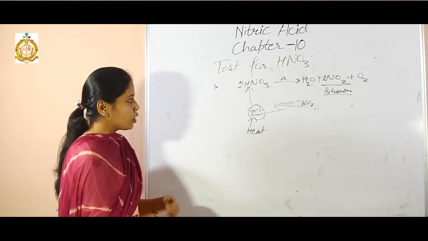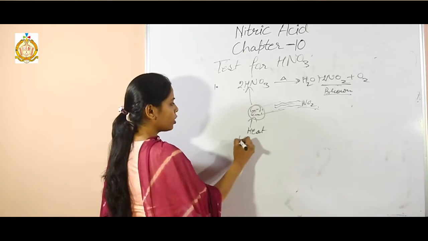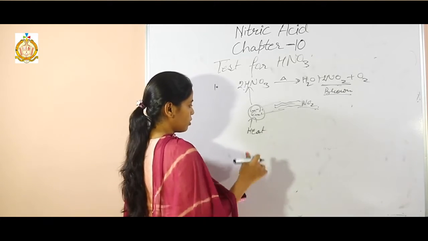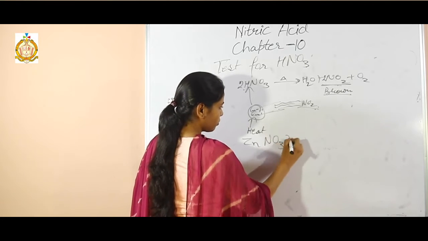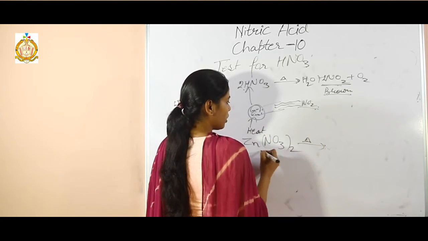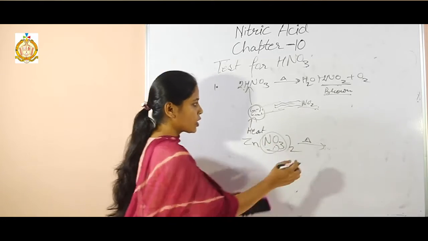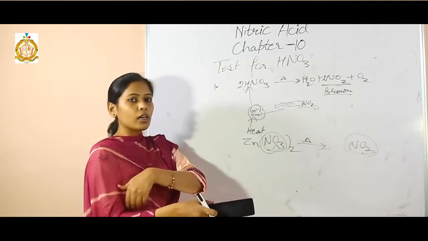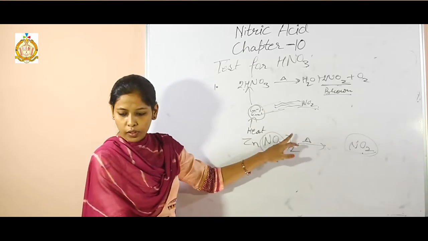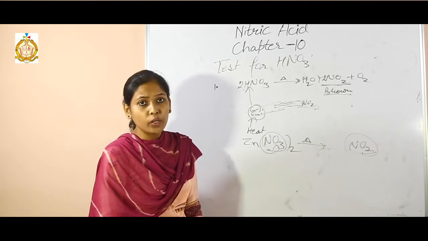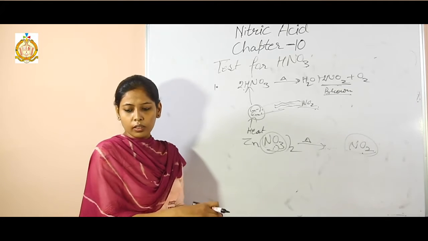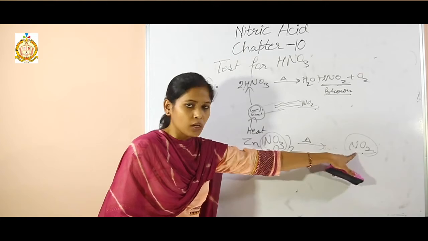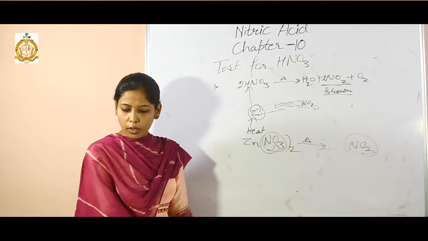Next one is for nitrates. Nitrate like potassium nitrate we cannot take here. We can say zinc nitrate. When it is heated, again the nitrate group is there. Which gas will be given out? Brown color gas or reddish brown gas is given out during the heating of nitrates. Similarly, on adding copper to nitric acid or acidified nitrate, again how can you find out the given acid is nitric acid? By the color of nitrogen dioxide.